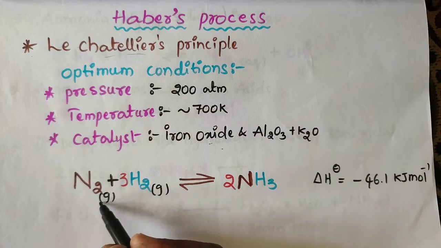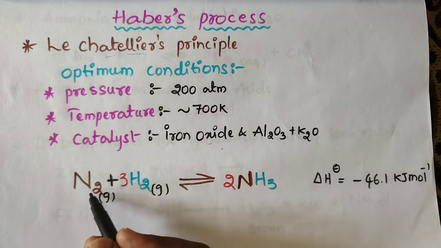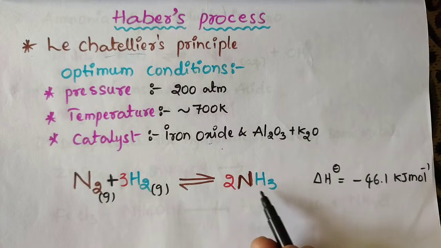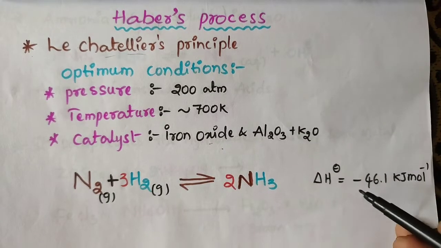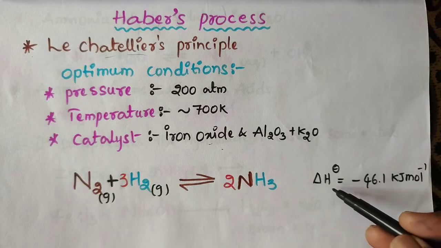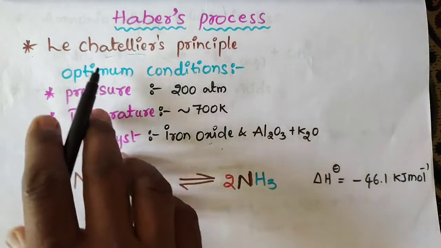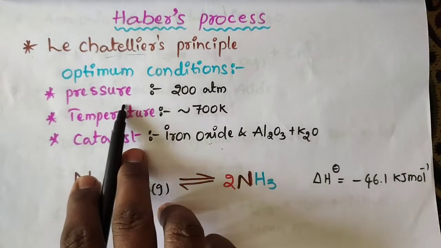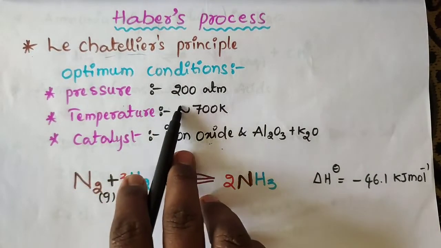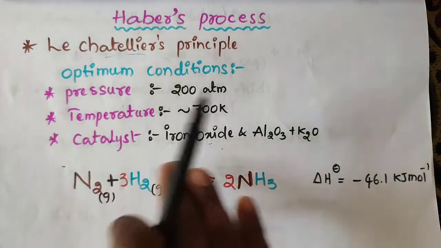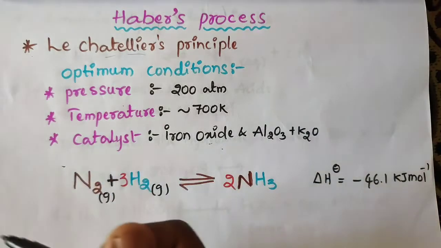N2 plus 3H2, N2 gas with 3 H2, we get 2 NH3, that is 2 N and 3 into 2, 6 hydrogens. In the reaction, an amount of energy is released, delta H equals minus 46.1 kilojoule per mole. The conditions are important here. What are the conditions? Pressure, temperature, catalyst. By following these conditions, the reaction takes place in the forward direction only. Without these conditions, the reaction does not proceed forward; the backward reaction also takes place.